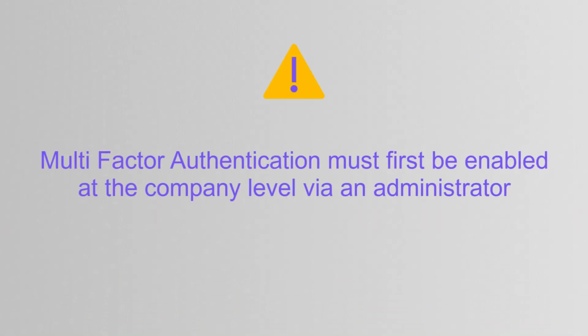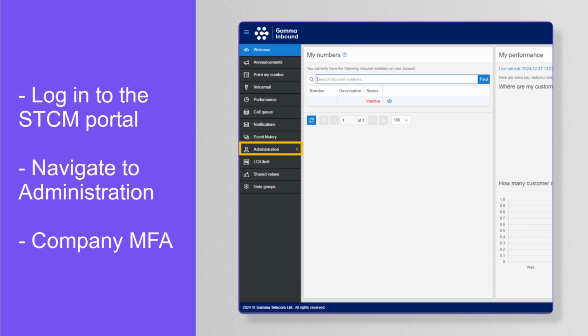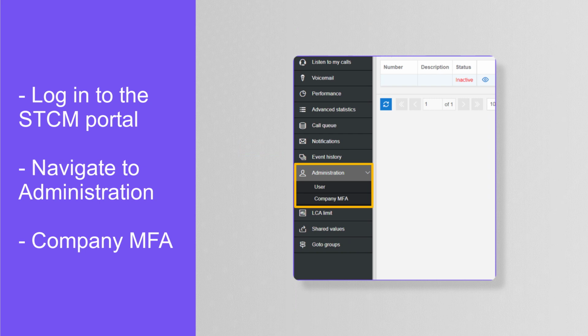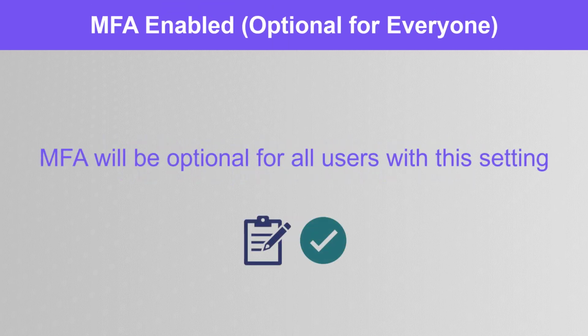Multi-factor authentication must be enabled at the company level by a SIP Trunk Call Manager administrator. Once logged into the SIP Trunk Call Manager portal, navigate to Administration on the left-hand side, and then Company MFA. The options for MFA are as follows: MFA Disabled, which is the previous default setting; MFA Enabled, optional for everyone. MFA will be optional for all users with this setting.